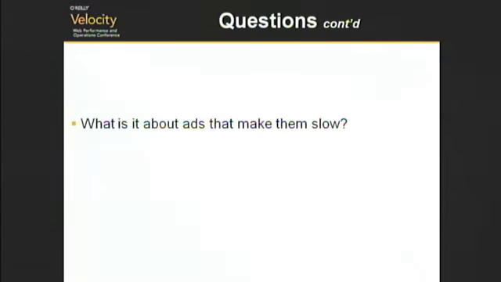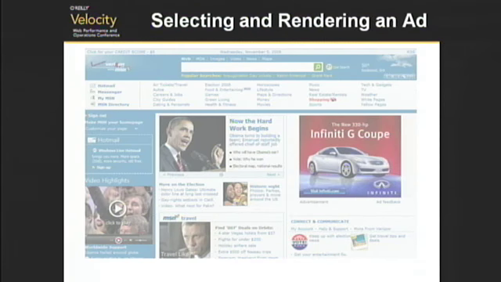All right, let's move on. What is it about the ads that make them slow? I'm going to kick this off to Bryant. And this is the visual you provided, so I'll just go ahead and drop that in.